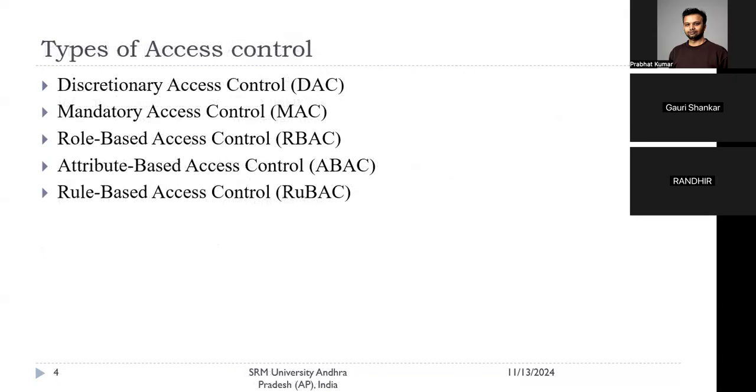Now these are the types of access control: discretionary access control, mandatory access control, role-based access control, attribute-based access control, and rule-based access control. All these types of access control, we will see one by one, and where to apply them, and what the components under each are. We'll start with discretionary access control first, and then move forward to the remaining.